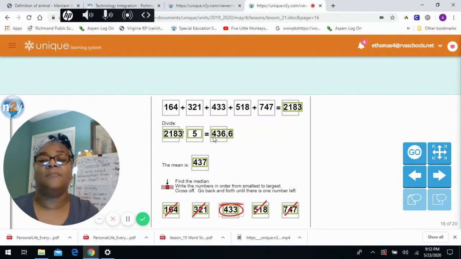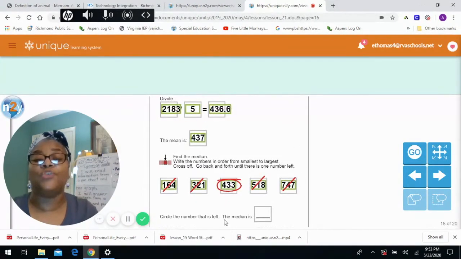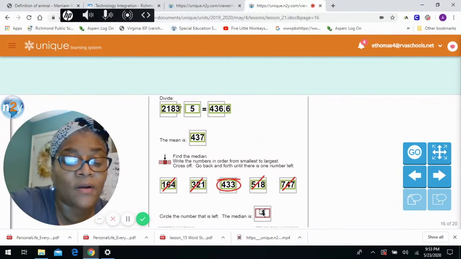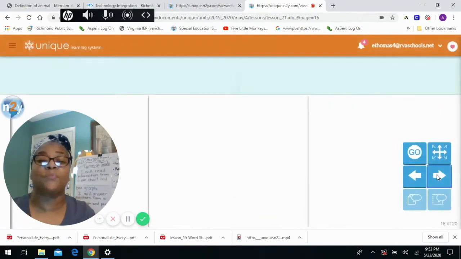Look at that. But look at our average. So our median and our average are pretty much very close this time. It may not always happen this way. So circle the number that's left. So the median is 433. Good job. You all are so smart.